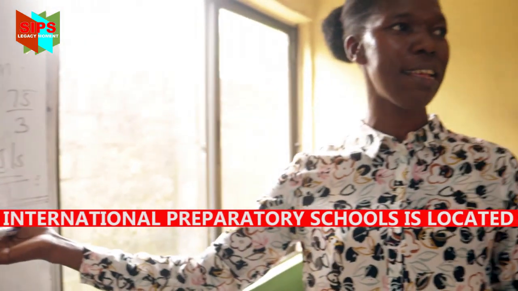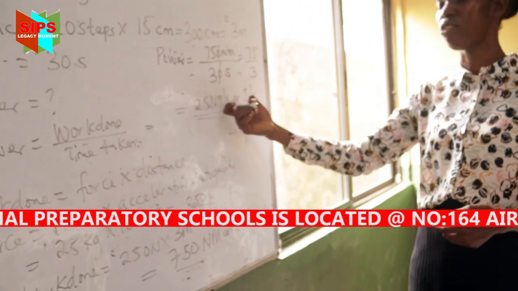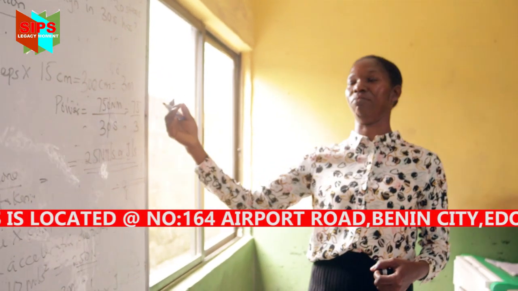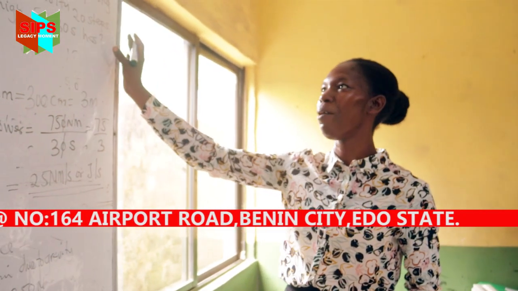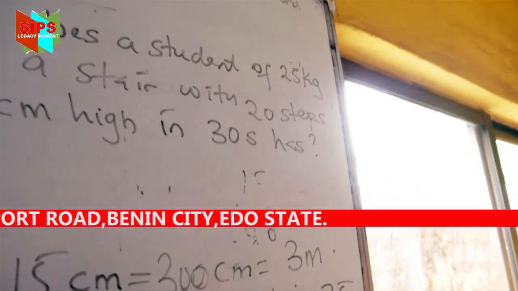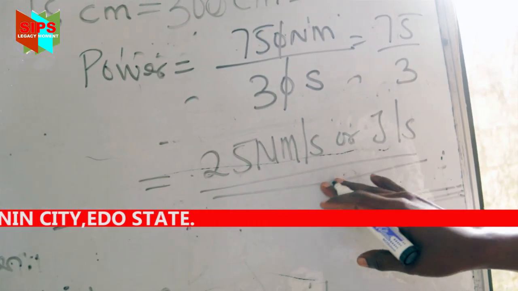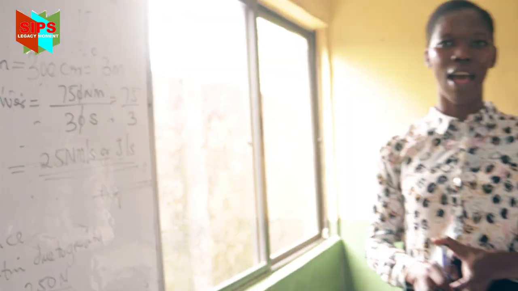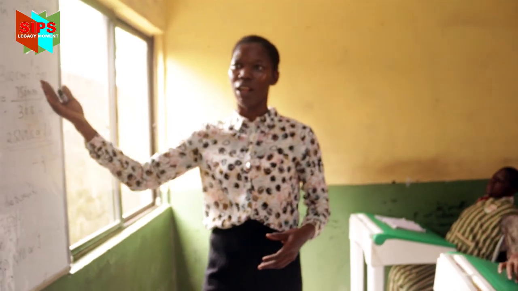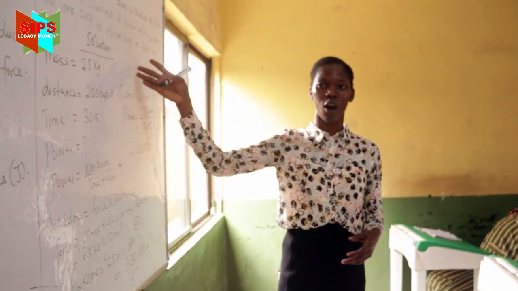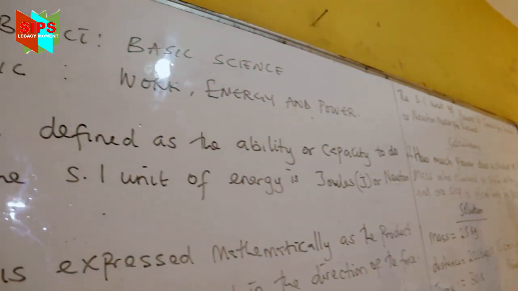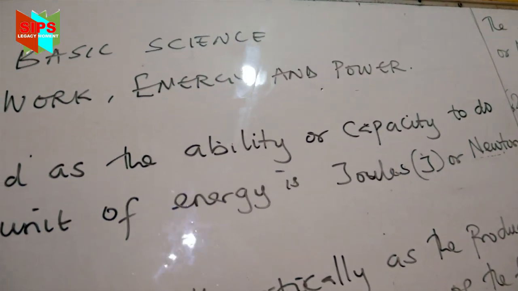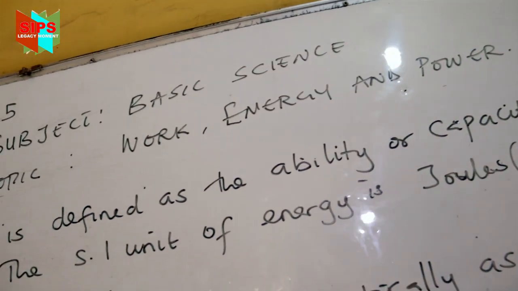And you know that our SI unit for power is what? Newton meter per second. So joules per second. So the power of this student is simply 25 Newton meter per second or joules per second. I hope you've been able to learn how to calculate for work done, power and force from this class today. Yes, ma'am.